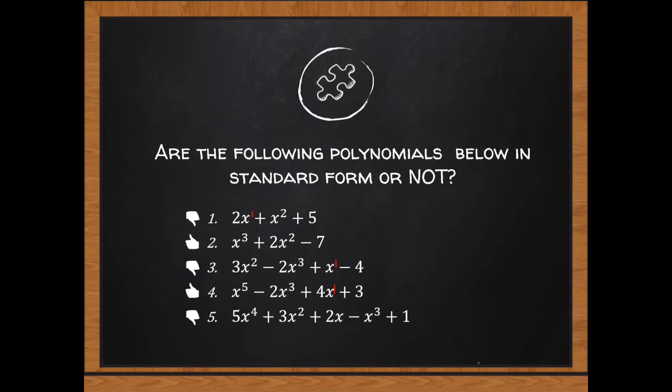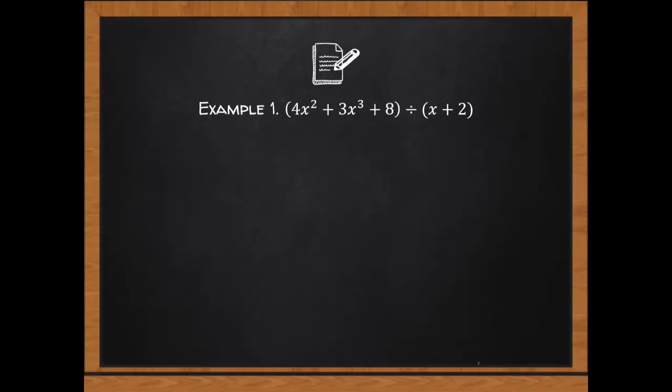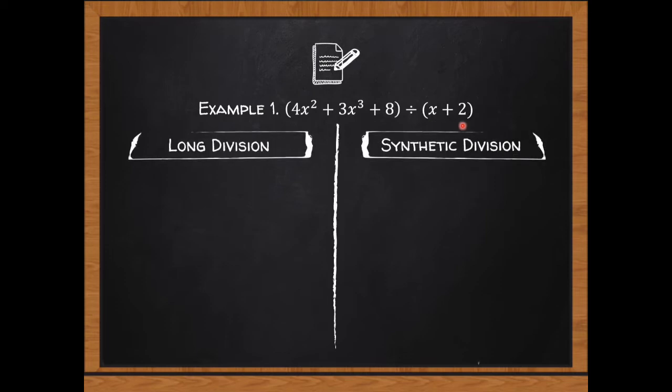So, ready na ba tayo sa ating mga examples in dividing polynomials by a binomial? So, let's take it away. Let's start with example number 1. 4x squared plus 3x cubed plus 8 divided by x plus 2. So we are going to divide this polynomial 4x squared plus 3x cubed plus 8 by the binomial x plus 2 using long division and synthetic division.